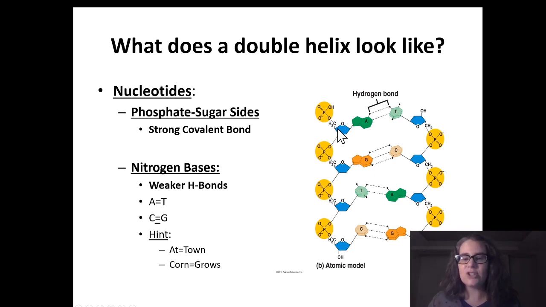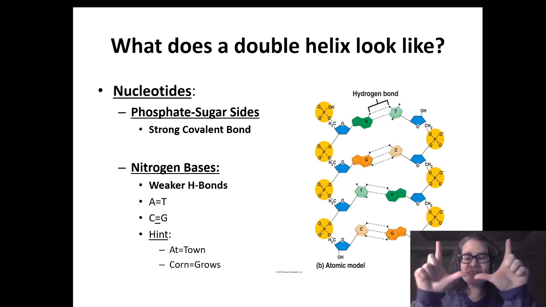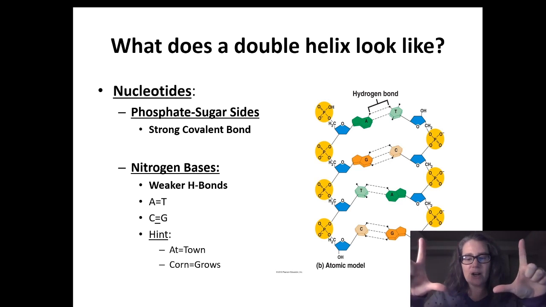Now, these phosphate and sugars along the sides are covalently bonded. They are quite strong in terms of their bonds. The inside rungs of the ladder that you would step on, the nitrogen bases, have a hydrogen bond, which is a weaker bond. This is important because when we copy our chromosomes before cell division, like mitosis, meiosis, when we're making new cells, we need to copy all of our chromosomes. And so we need to be able to pull apart DNA, break the weaker hydrogen bond, but keep the code consistent, because any changes in our DNA code makes a mutation. And mutations are often harmful for us.